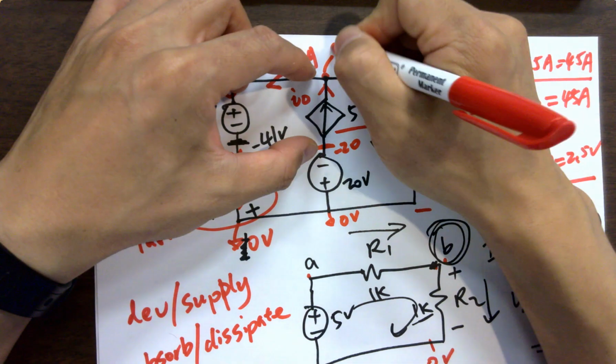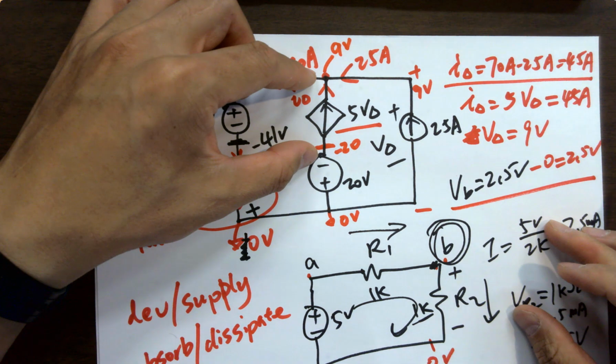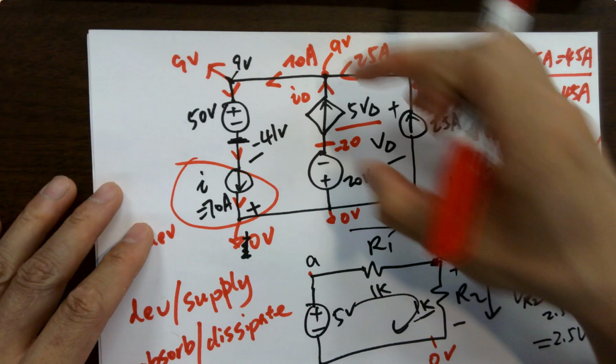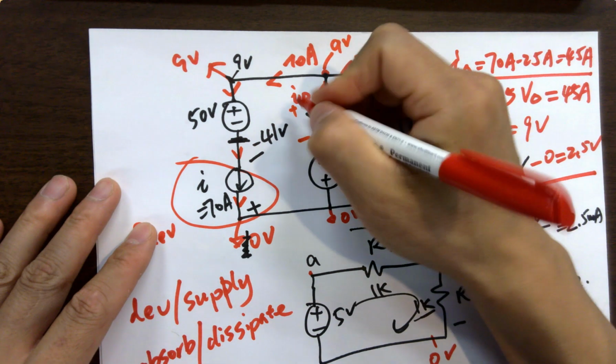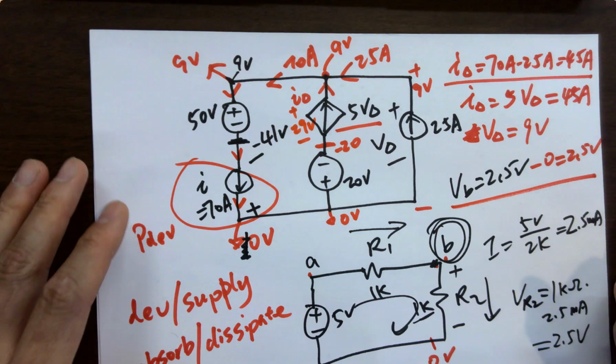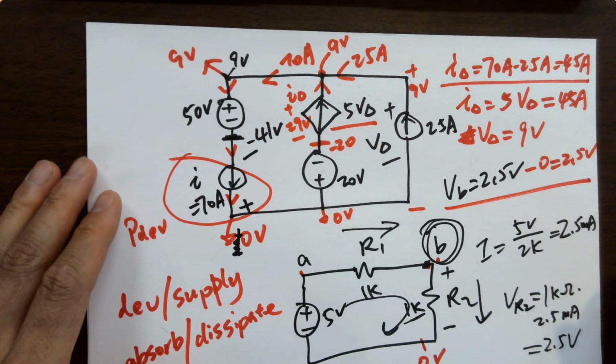So what's the voltage here? 9 volts. What's the voltage here? Negative 20 volts. What's the voltage across it? Plus 29 volts, plus minus from top to bottom, right? That clear? Any questions so far?